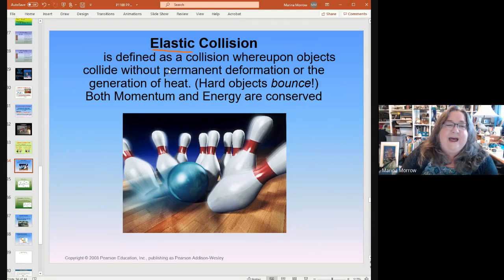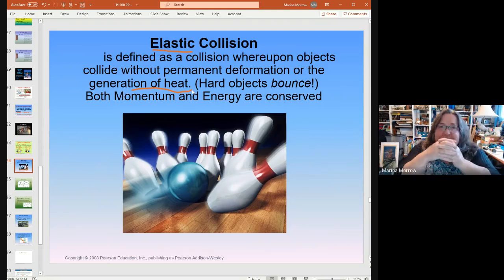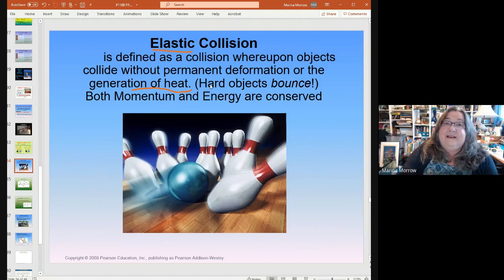So anyway, the idea is they don't lose energy by generating heat. When something gets deformed, the molecules move past each other and it generates heat. You get friction. And so as they stay undeformed, you've got a better chance of having the energy conserved as well as the momentum. So momentum and energy are conserved. And we'll be talking about energy in future chapters.